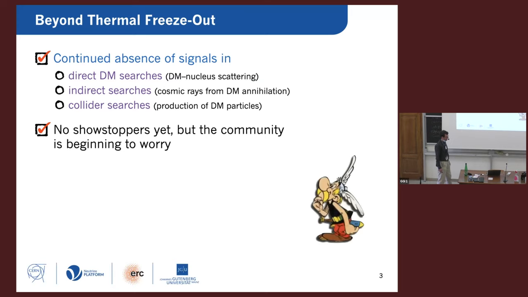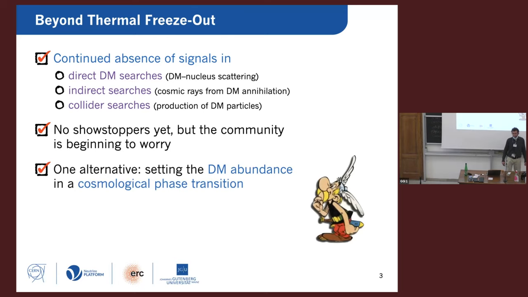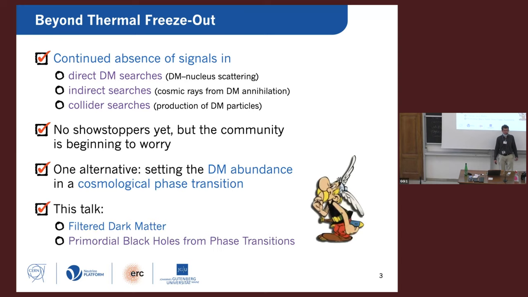And that's what I'm mostly going to talk about today, namely, what can phase transitions in the early universe do for the dark matter abundance? I'm in particular going to introduce two mechanisms of this type. The first one is what we call filtered dark matter, and the second one is primordial black hole formation at phase transitions, or one mechanism for primordial black hole formation at phase transitions.